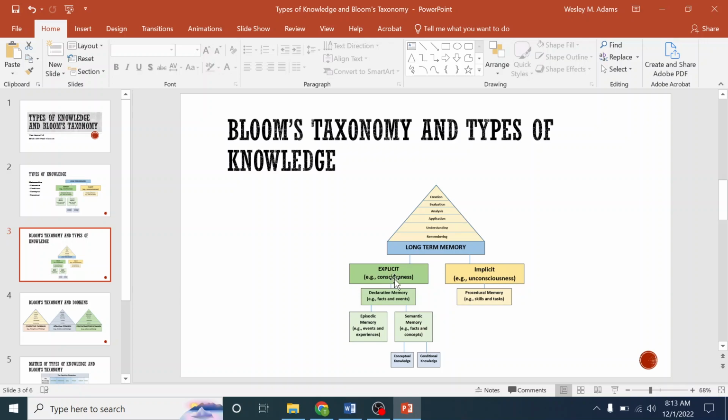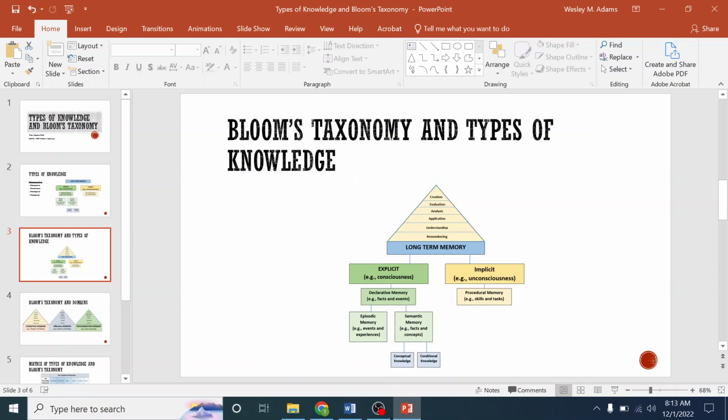And explicit would be more of the cognitive side of the house, so declarative memory, facts and events about whatever it is you're doing or learning. Episodic, so episodes, events and experiences. And then you have semantic, which is broken down into conceptual and conditional. Conceptual is linking concepts like we've been doing all semester. How are these theories interconnected?